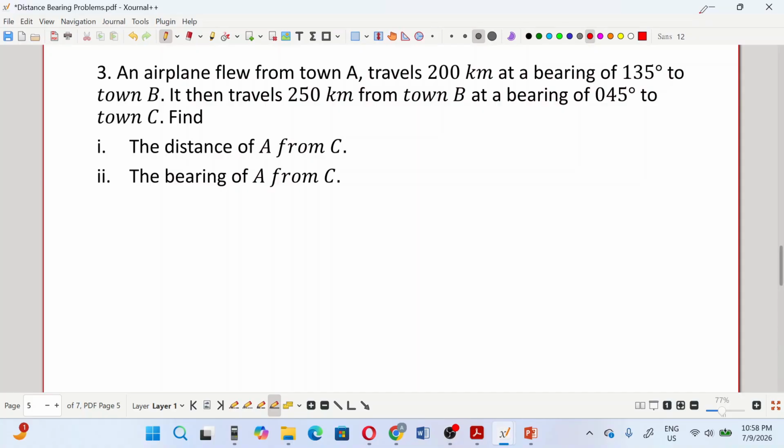Let's pay attention to the first statement. An airplane flying from town A to town B and the distance is 200 kilometers at a bearing of 135 degrees to town B. So quickly, I'm gonna go ahead. Remember the step says draw a rough diagram, right, to show the whole thing. So at town A, this is my town A.